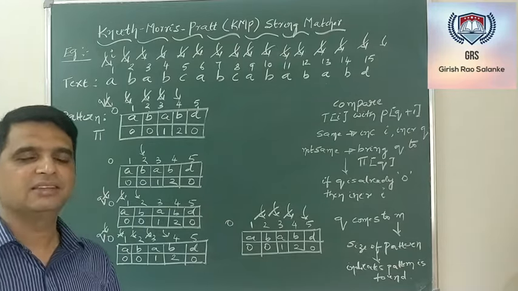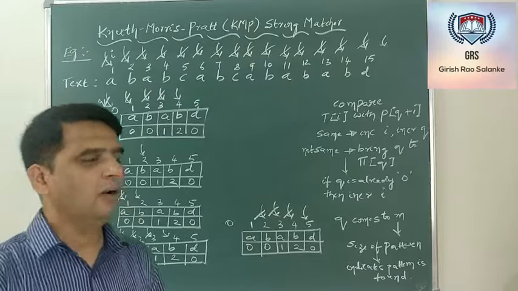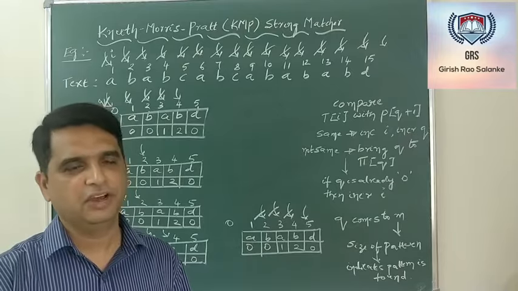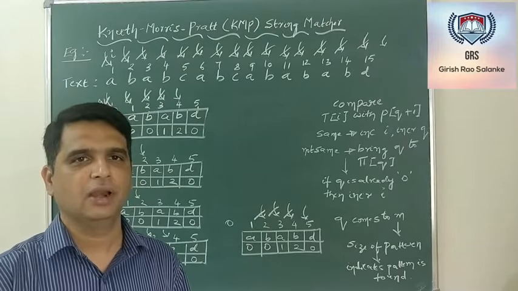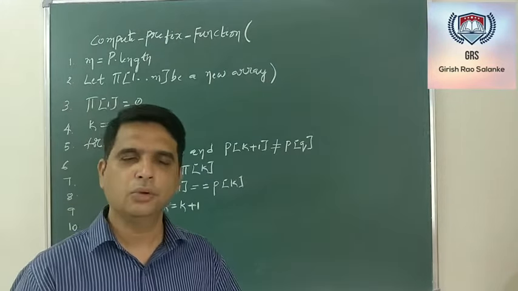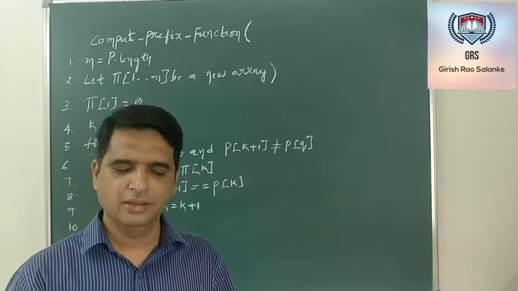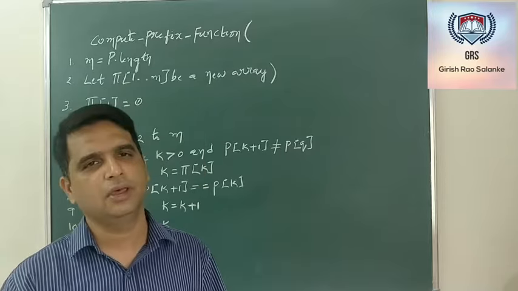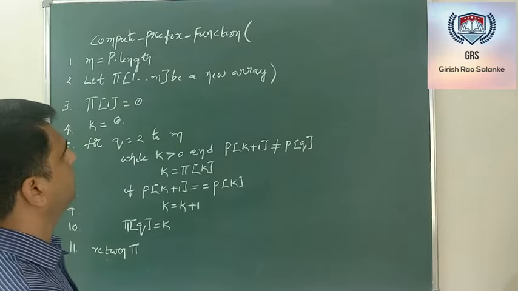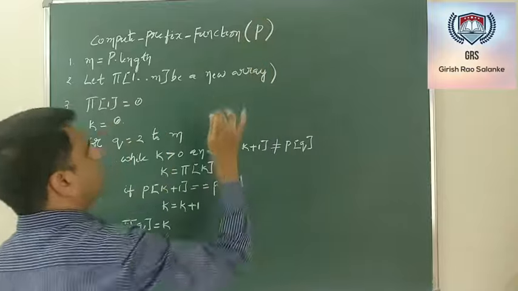Hope this is clear. This is about how KMP string matching algorithm works. Now let's see how to write or how to design the pseudocode for the construction of the prefix function as well as the KMP string matching algorithm. Let's see the first algorithm, how to compute the prefix function. As we know that the prefix function, which is denoted with pi, the prefix table, is being calculated for the pattern. So for this particular pseudocode, the input is only pattern. So input is a pattern, which is denoted with p.